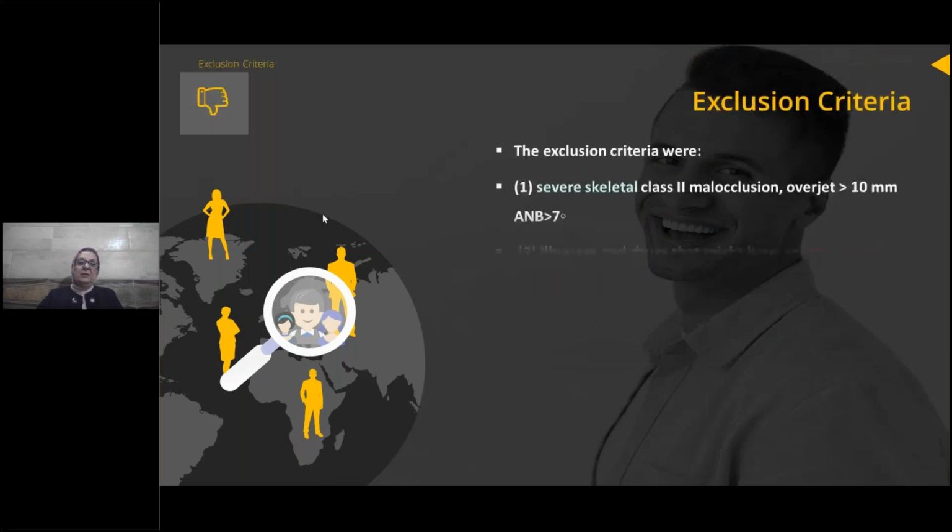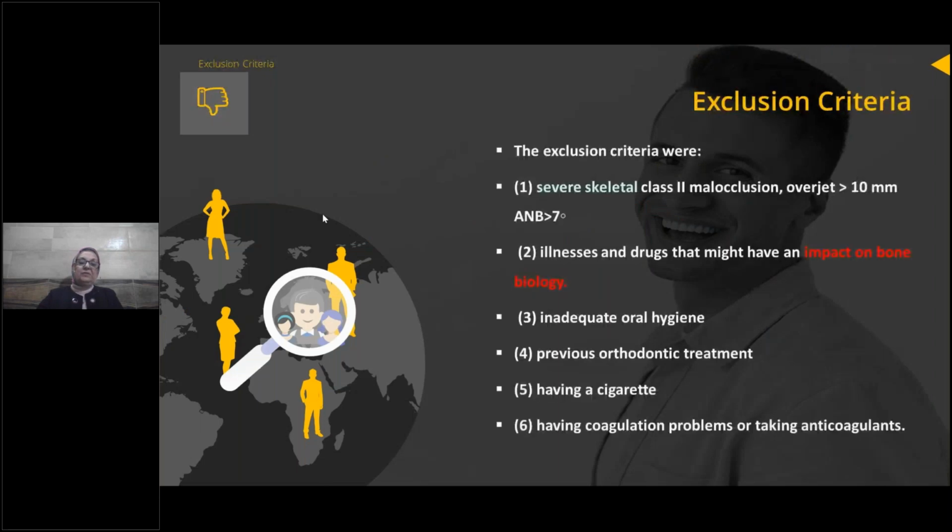Exclusion criteria: we avoided severe skeletal class 2 malocclusion, overjet less than 10 millimeter, and the ANB below 7 degrees. Illness and drugs that might have an impact on bone biology, inadequate oral hygiene, a previous orthodontic treatment, smoking cigarettes, and finally having coagulation problems or taking anticoagulants.